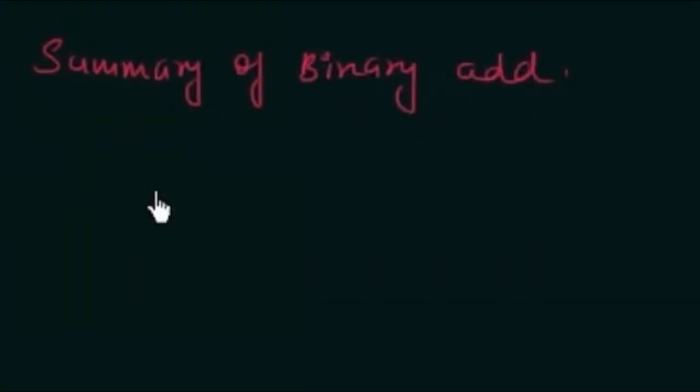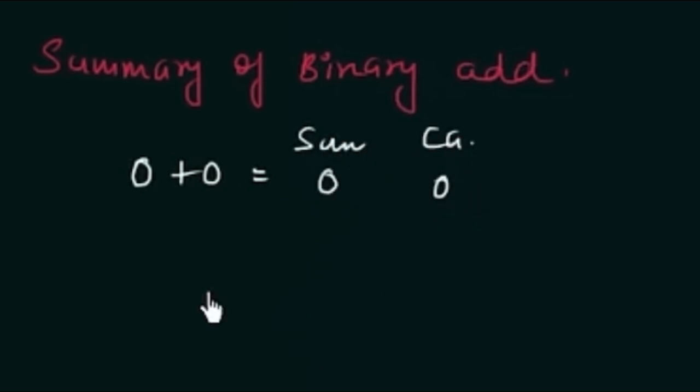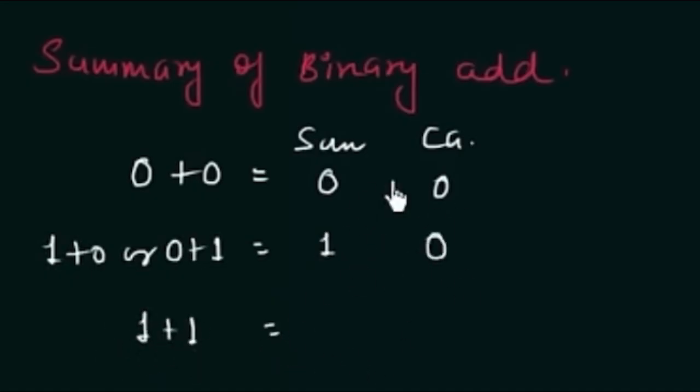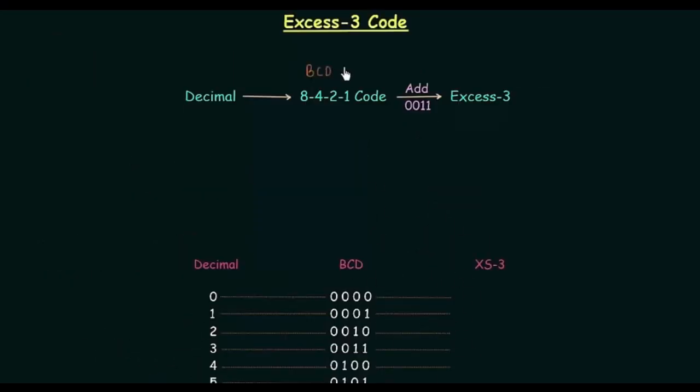Binary addition. When you add 0 and 0, the sum is going to be 0 and the carry is also going to be 0. When you add 1 and 0 or 0 and 1, the sum is going to be 1 and the carry is going to be 0. And when you add 1 and 1, the sum is going to be 0 and the carry is going to be 1.